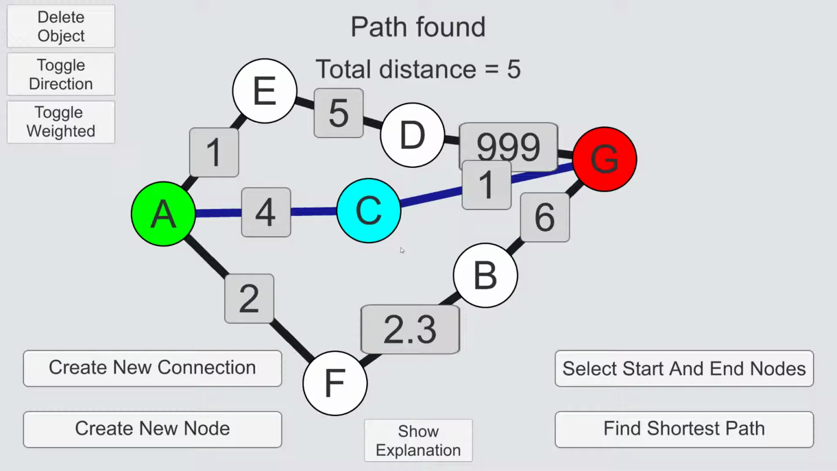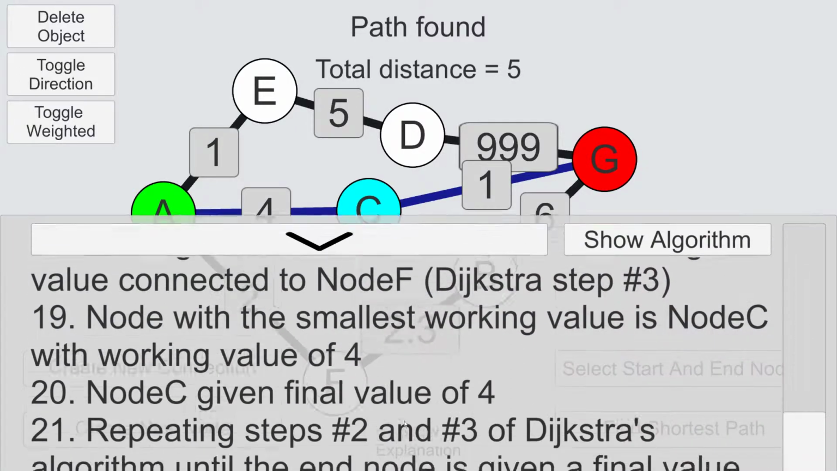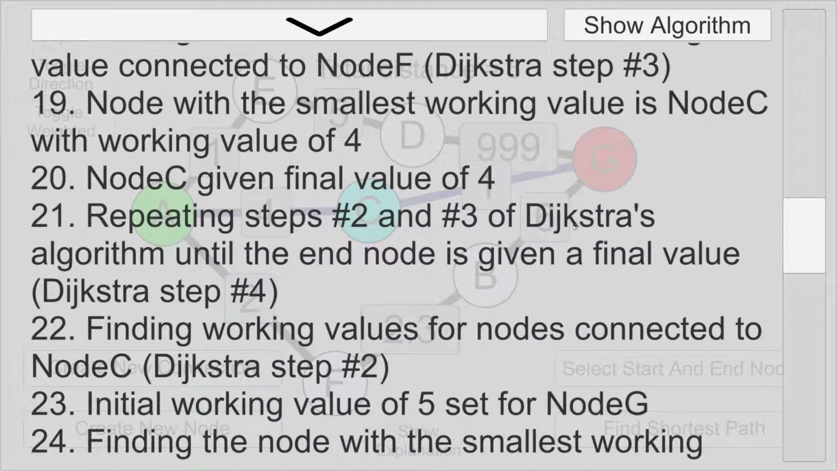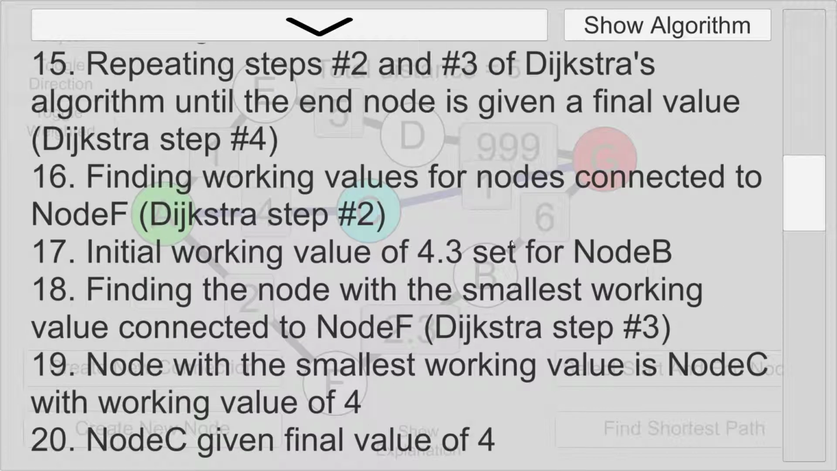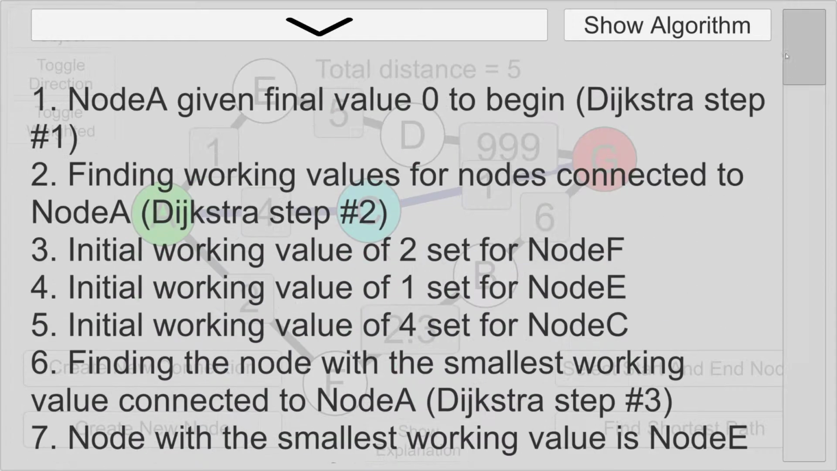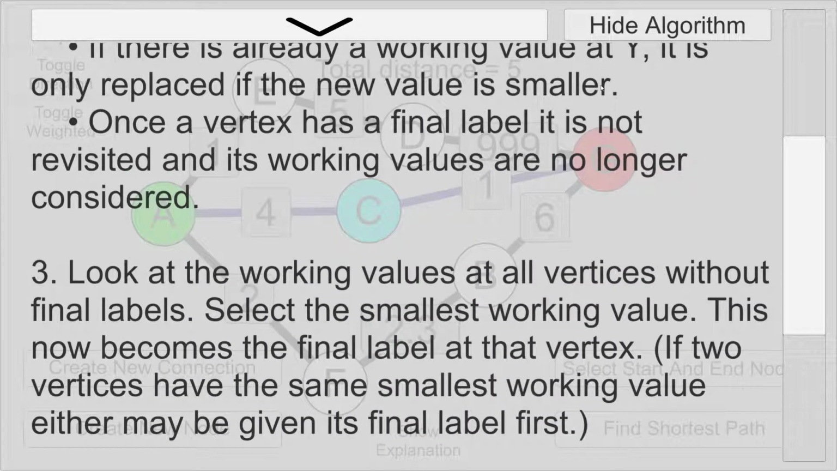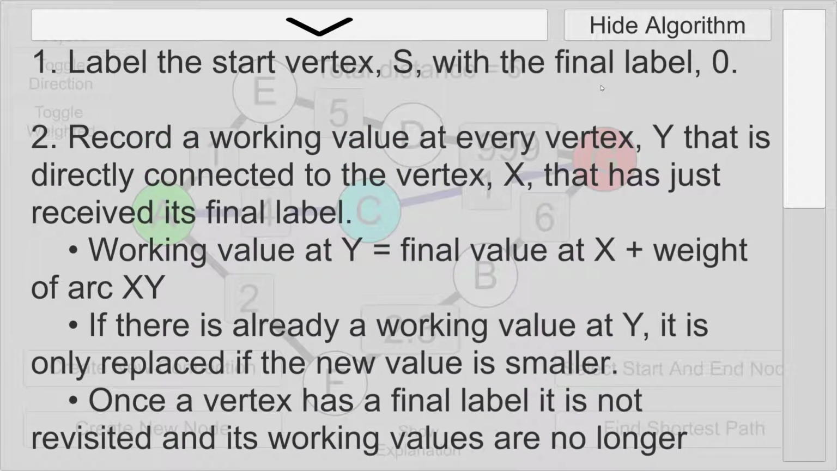By pressing the Show Explanation button, I can bring up detailed step-by-step instructions of how the system is solving the path. Each step of the solution references the associated step within Dijkstra's algorithm, which can be shown by pressing the Show Algorithm button, and hidden again using the Hide Algorithm button.